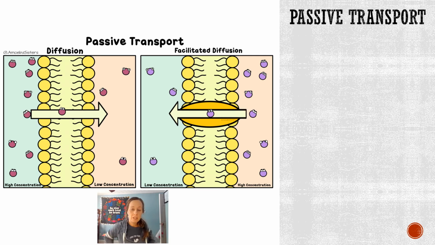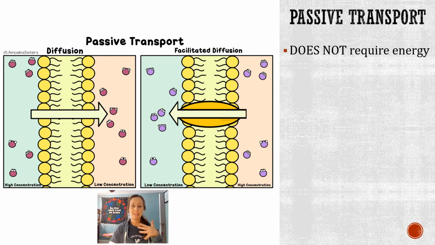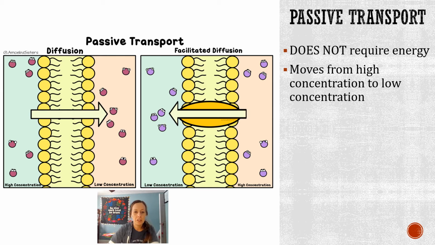All right, so next we need to talk about passive transport. So this is one of the types of transport. Because it's passive, it doesn't require energy. Think of passive like you just go with the flow. All right, we move from a high concentration to a low concentration.